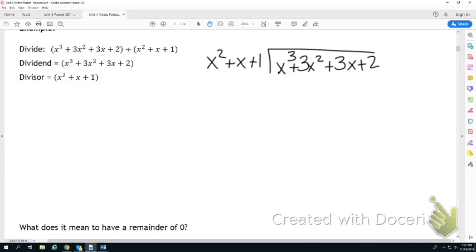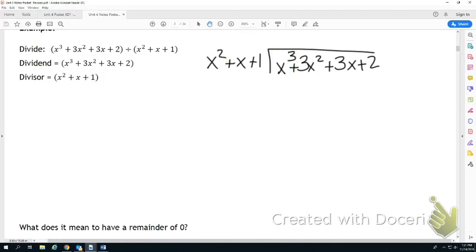Okay, so getting into this. One part that makes it easier than it looks, that x squared right there, is the only thing I'm going to divide by this whole time. Everything else out there, I'm never going to actually divide by x and plus 1. The first term is all I'm concerned about. The very first thing I'm going to do is divide the first term of my dividend by the first term of my divisor. X cubed divided by x squared is what? X.